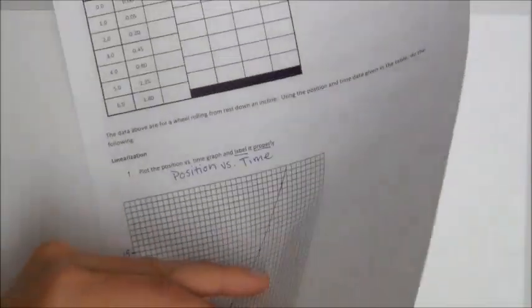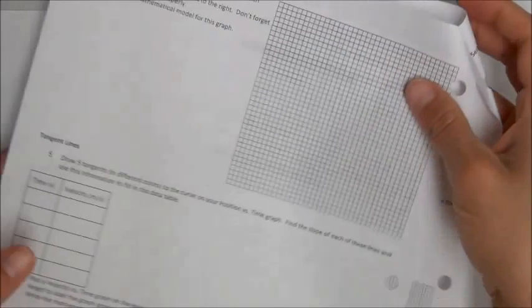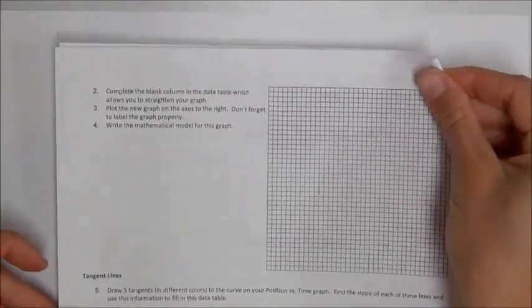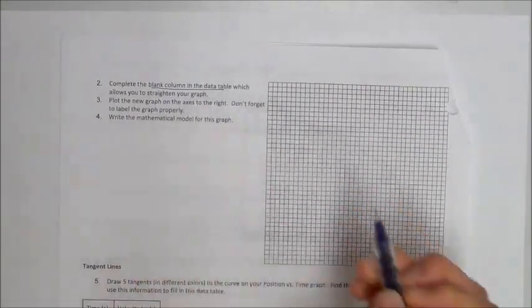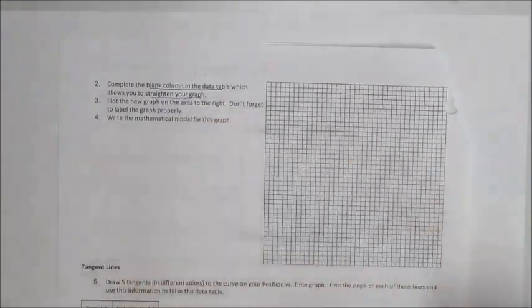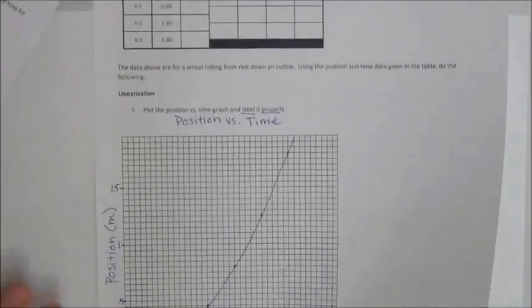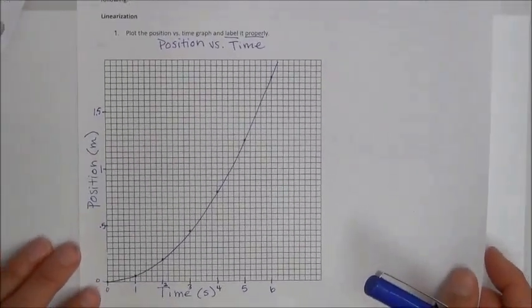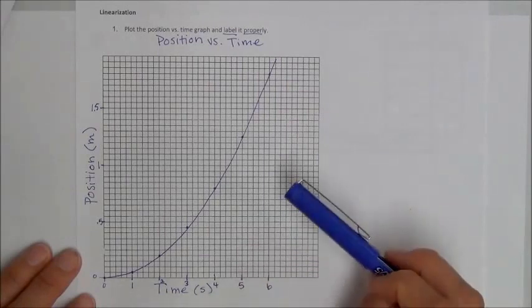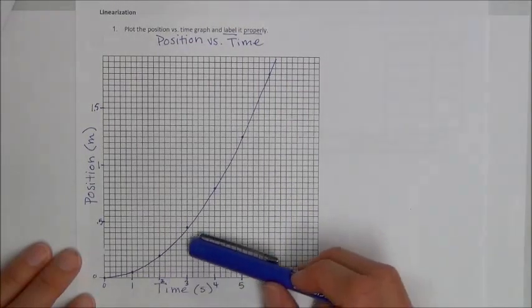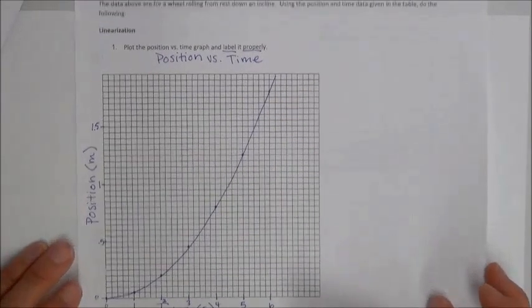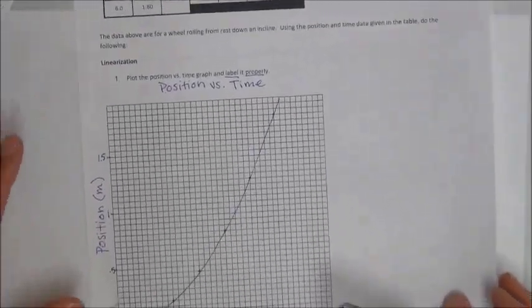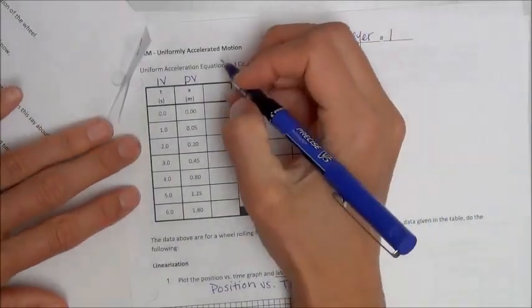Now we go to the next page, and we just keep following the directions. So you'll see that it says complete the blank column in your data table, which allows you to straighten your graph. So we look back here at our shape. Take a second to think about what you would do to this line in order to straighten it. What you should have found is that you square the time axis, or square the time data.